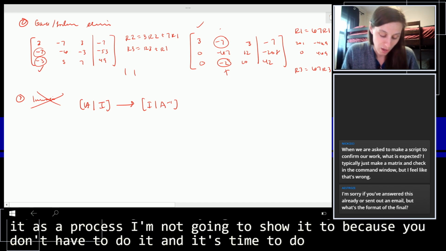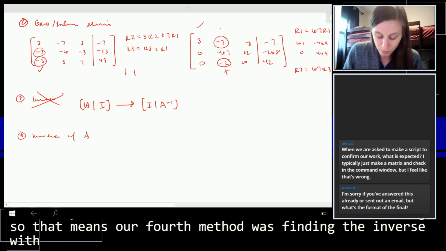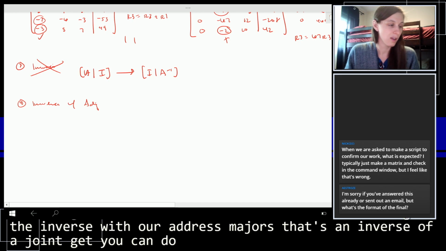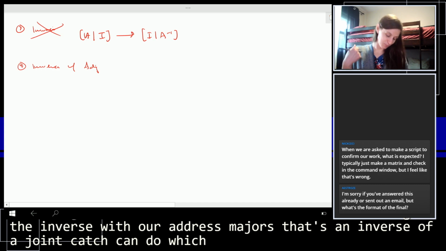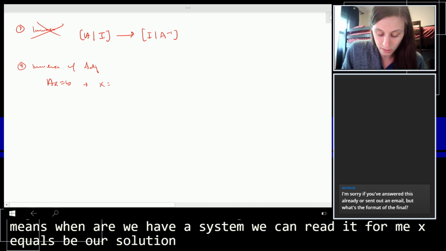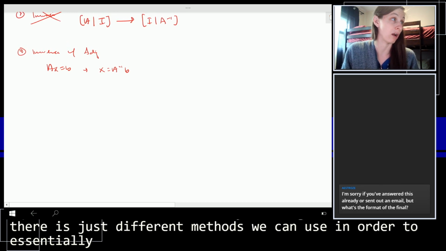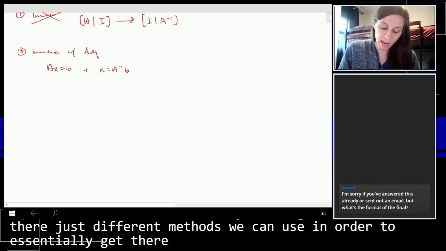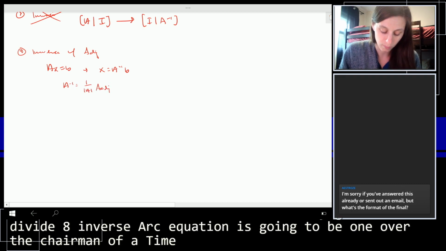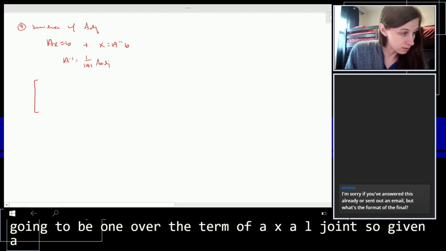And it's time consuming. So that means our fourth method was finding the inverse with our adjoint matrix. That says inverse with adjoint in case you couldn't tell. Which means whenever we have a system, we can write it from AX equals B. Our solution is always X equals A inverse times B. There's just different methods we can use in order to essentially get there. To find A inverse, our equation is going to be 1 over the determinant of A times A adjoint. So given A looks like this, if you don't remember.